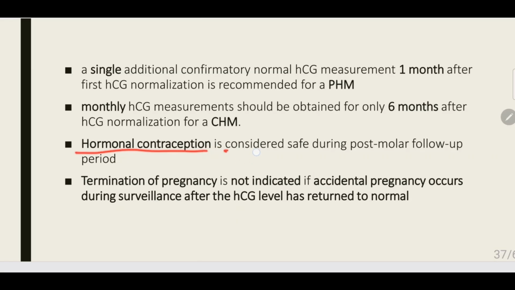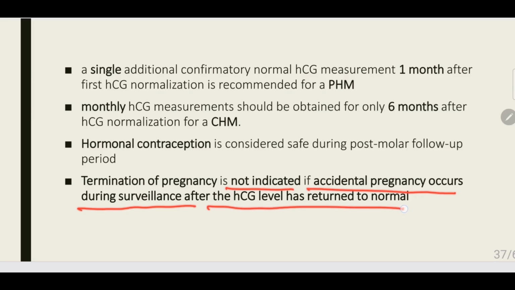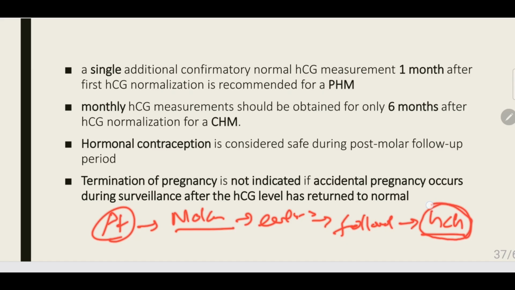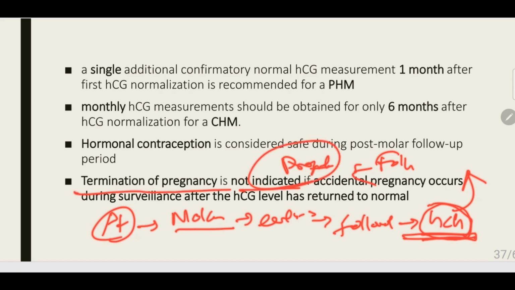Hormonal contraception is considered safe during the post-molar follow-up period to avoid pregnancy. Termination of pregnancy is not indicated if accidental pregnancy occurs during surveillance after hCG level has returned to normal. For example, a patient came to you with molar pregnancy. You did the evacuation and followed her. Beta hCG became normal, that is, returned to pre-pregnancy level. She became pregnant. In those cases, termination of pregnancy is not indicated.